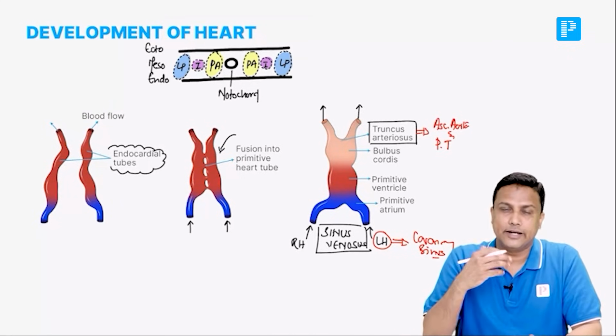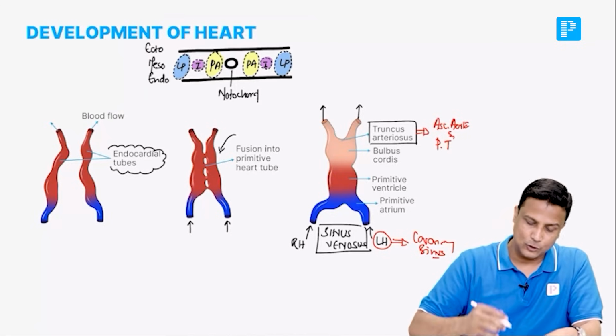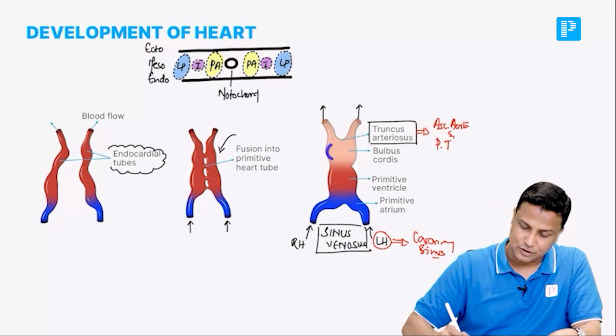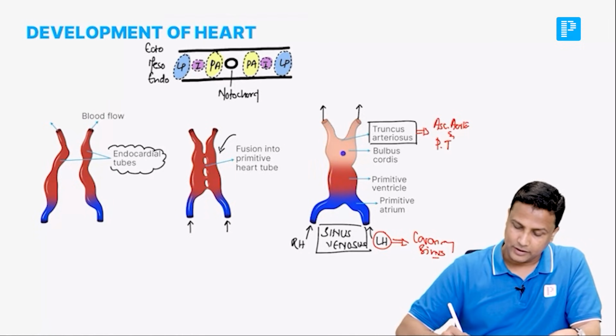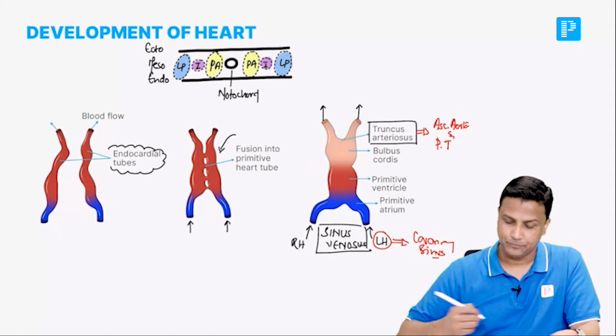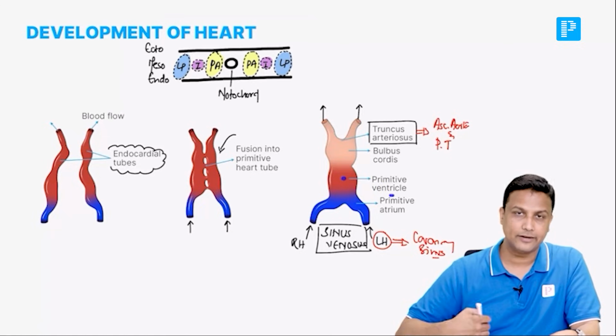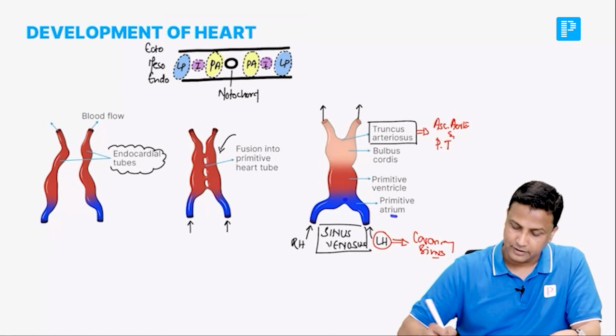Now once you are done with the cranial part and the caudal part, as I told you, in the middle you'll have 3 dilatations here. In these heart tubes you'll have 3 dilatations. Dilatation number 1 is referred to as the bulbus cordis. Dilatation number 2 is the primitive ventricle, and this one here is the primitive atrium.